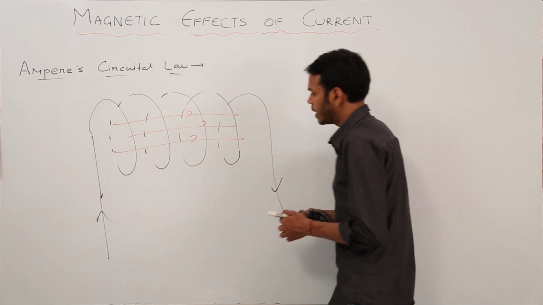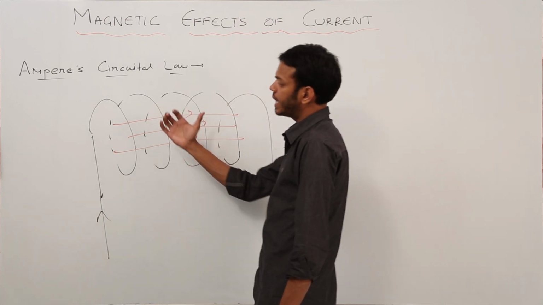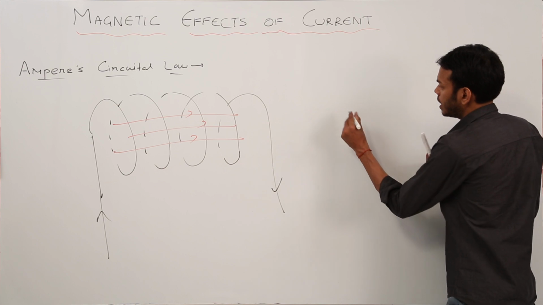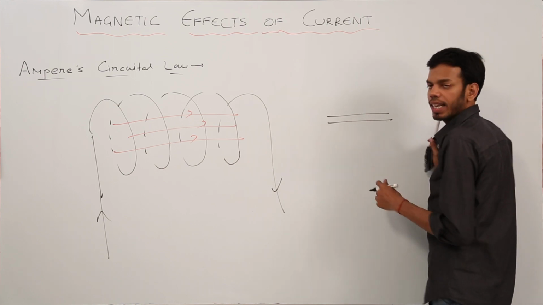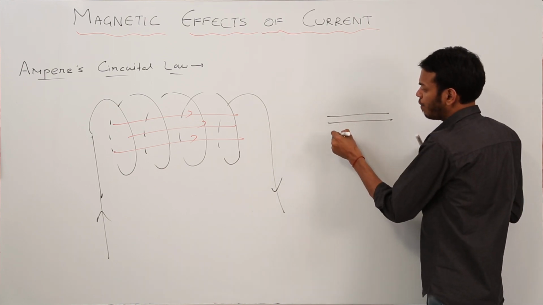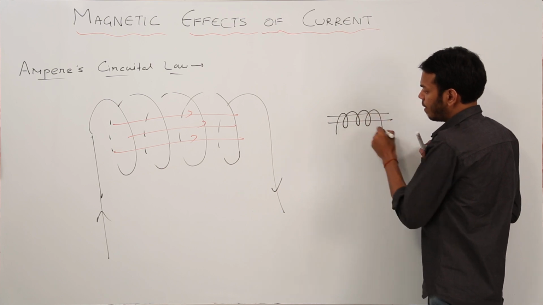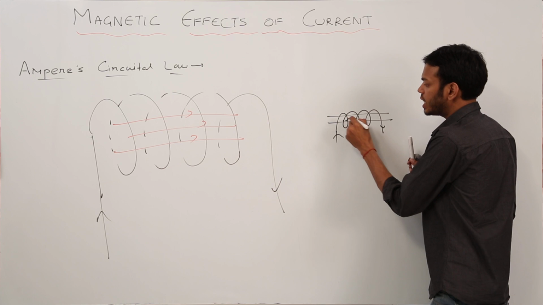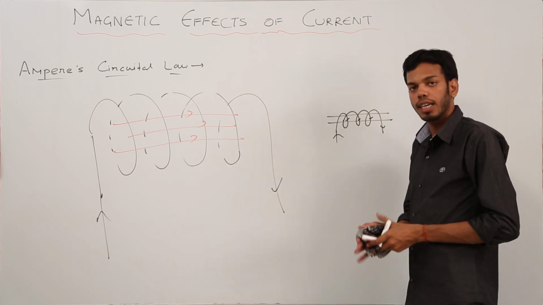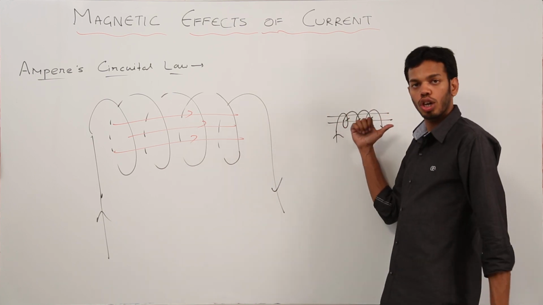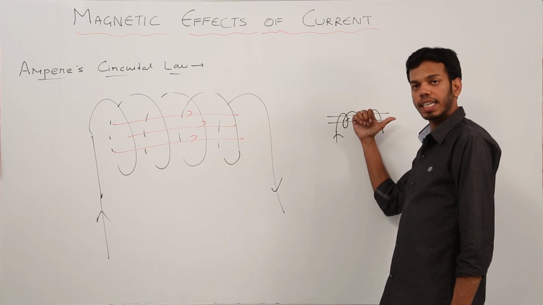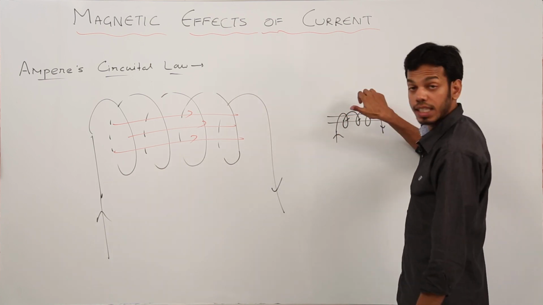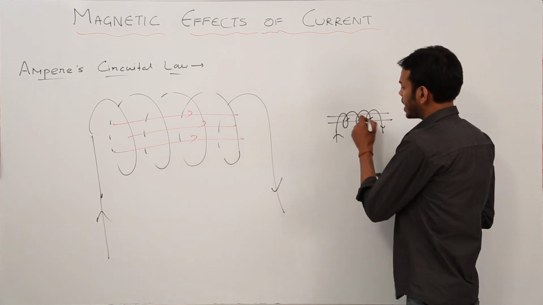How do I know that? See, current, what is this? Look at the direction of current in any case. For example, this is your wire or a metal rod, and you have one wire like this. So if current is going in this direction, you just have to use the right hand thumb rule and locate the direction of the magnetic field. If current is in this direction, magnetic field is in this direction.